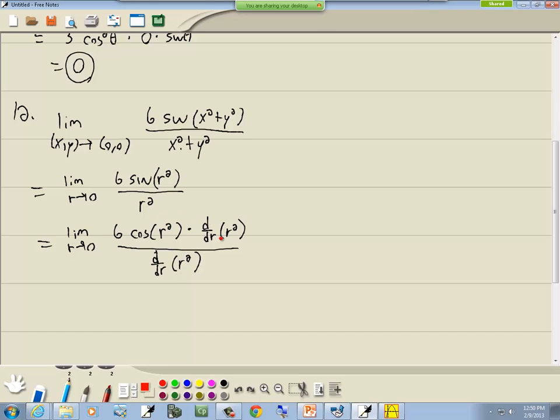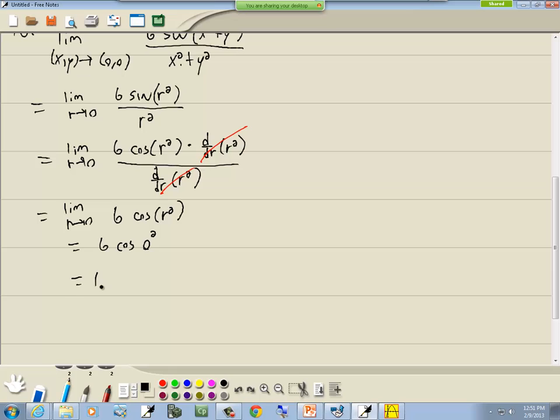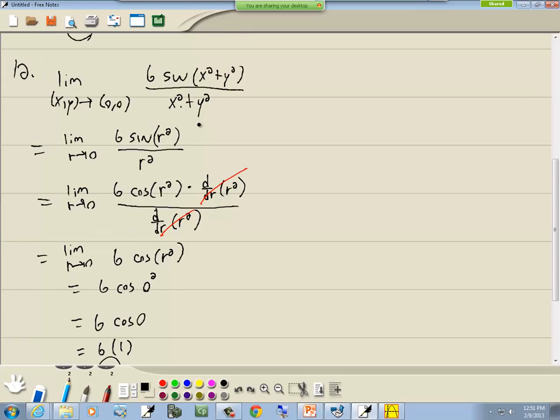Once I do that, I see that these match. I don't even need to find derivatives. Those are going to cancel. And we've got the limit as r goes to 0 of 6 cosine r squared. Now if I plug in my 0, I'm going to have cosine of 0 squared, which is 6 times cosine of 0. And cosine of 0 is 1. So that would give us 6 as our answer. So a lot easier to find on those particular ones, though they are very specialized with those conditions, but a lot easier to find using polar.